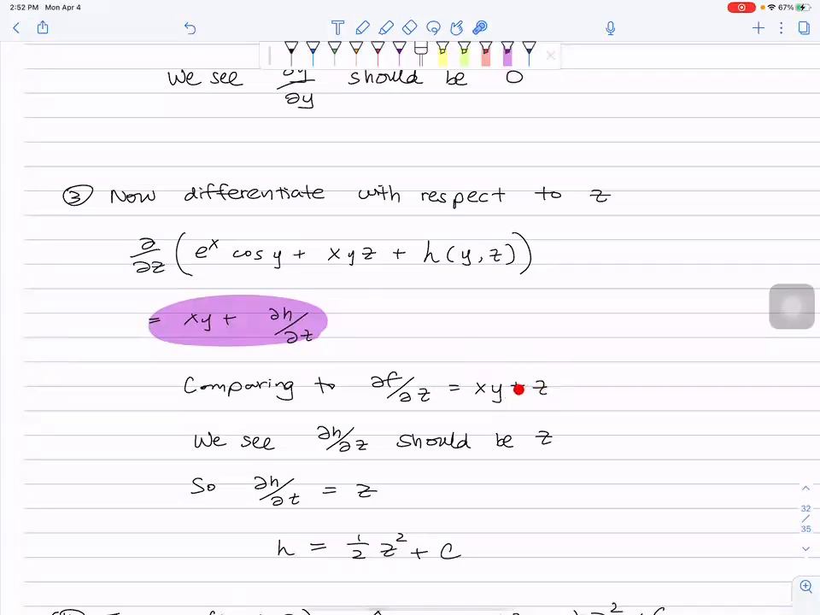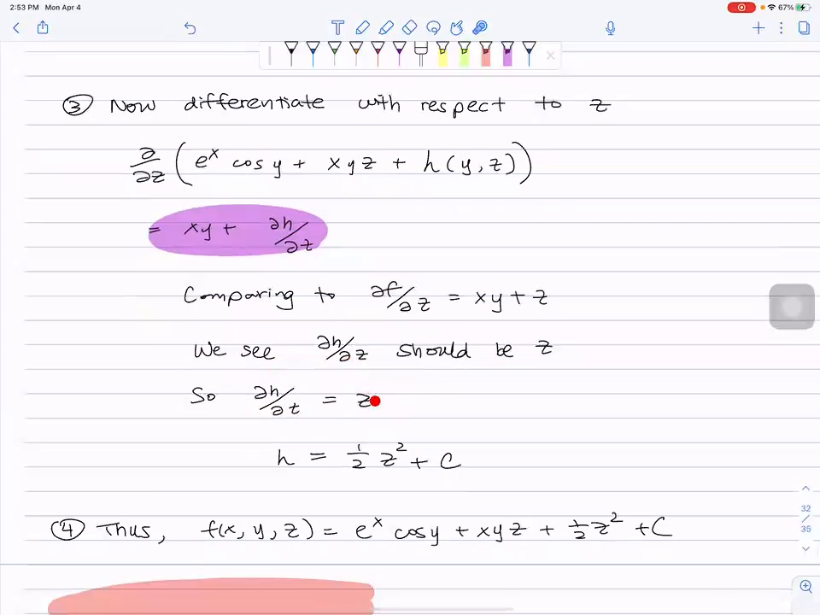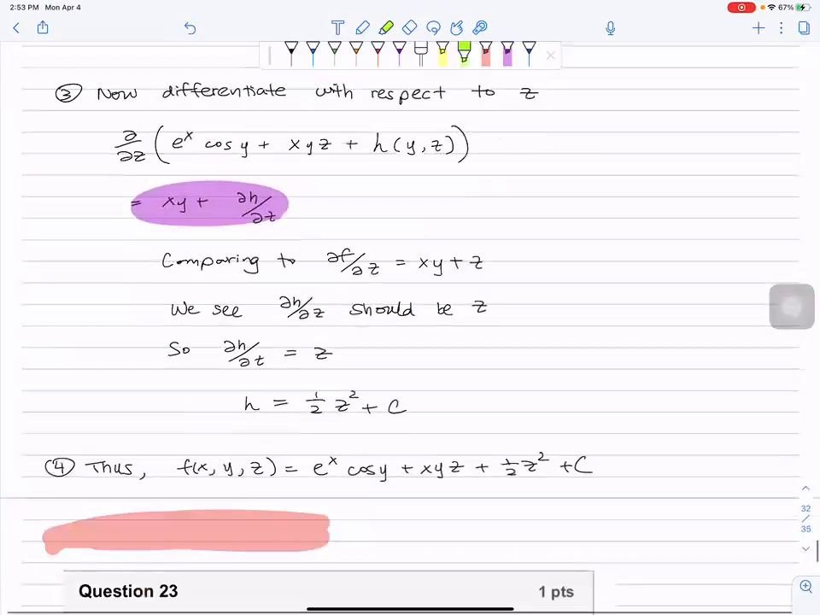We already found that. So comparing it, that means that this partial of h with respect to z, our extra function, has to equal z. If that's true, when we integrate it, we get that h is a half z squared plus a constant, because when you integrate, you always add a constant. And so now we found what our function is.